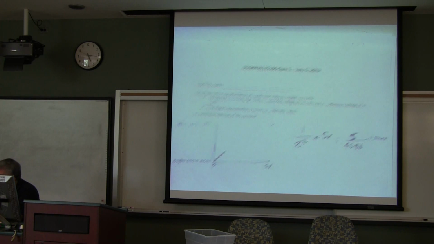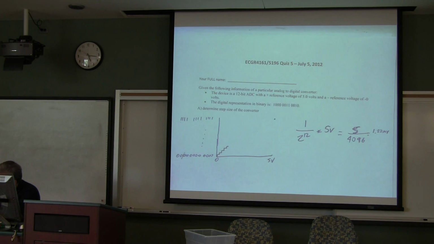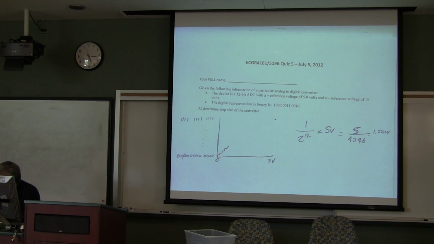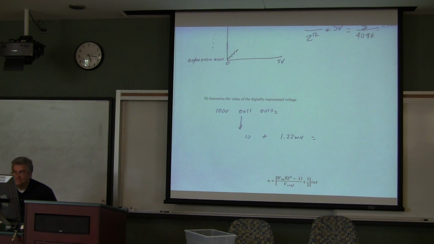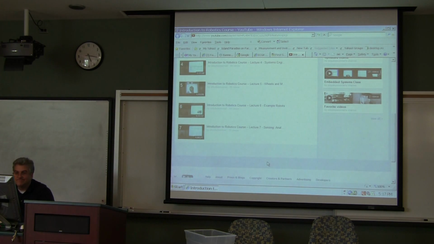So now you have the value, which is 1000 0011 0010, and whatever that is converted to base 10. Then you take that and multiply it by 1.22 millivolts, and that's going to be your answer: 2.56. That's it.